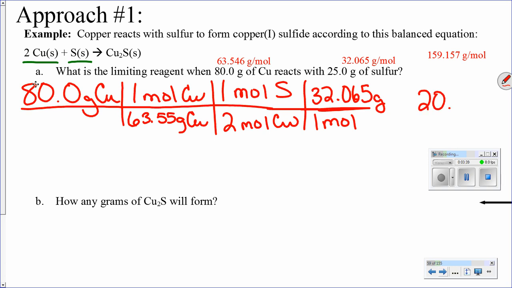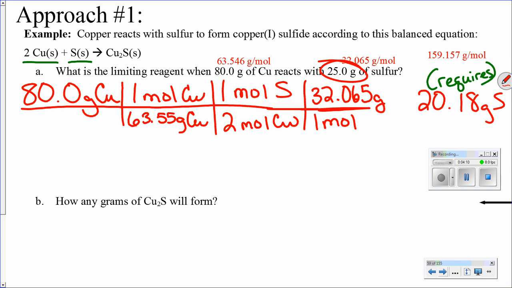So what this tells me is that if I react 80 grams of copper, it requires 20.18 grams of sulfur. Okay. Now, on the other hand, if I look back at my problem at this point, the amount of sulfur that I have is 25 grams. So I say, okay, what that actually tells me is that copper is my limiting reagent.